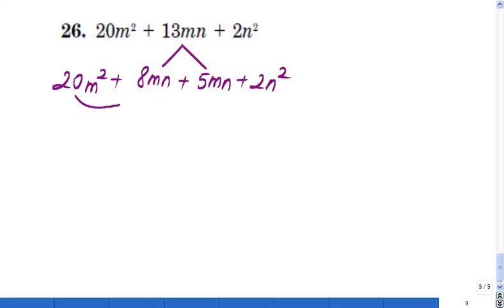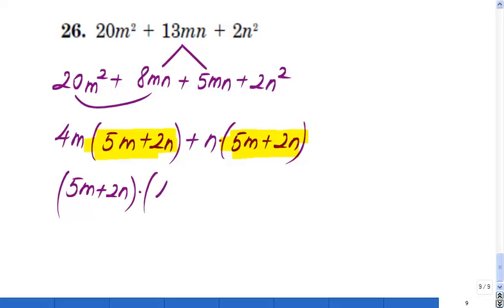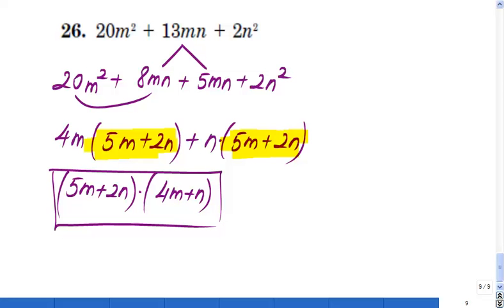If I group the first two, what is the common factor? 8 and 20, right? 4m. If I divide 20m squared by 4m, I will have 5m, plus 8mn divided by 4m is going to be 2n. Looks good. Plus here 5mn, 2n squared, the common factor is what? n. And I will have n times 5m, because 5mn divided by n is 5m, plus 2n squared divided by n is 2n. And I got it. Looks like it worked very quick. Common factor will be 5m plus 2n times 4m plus n, and you are done by this method, right?